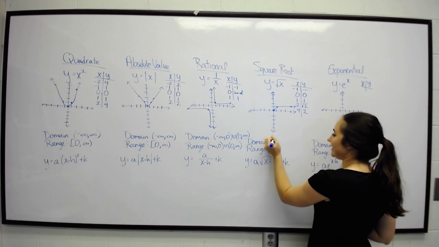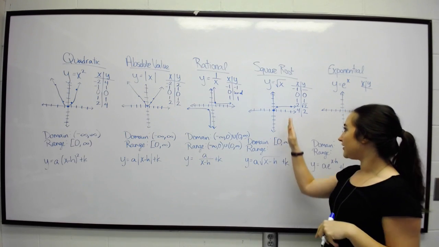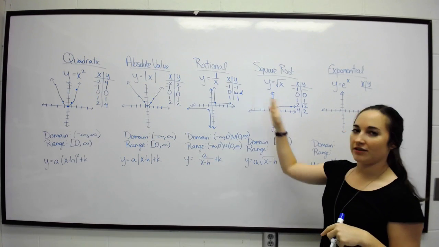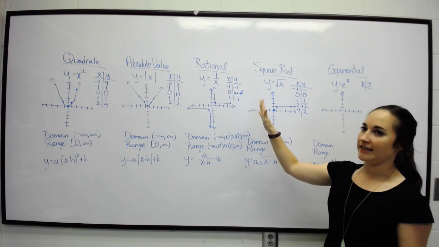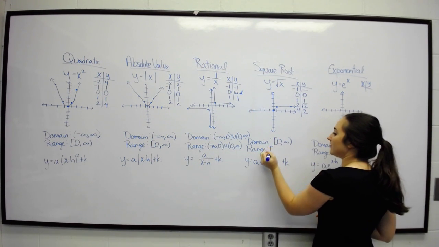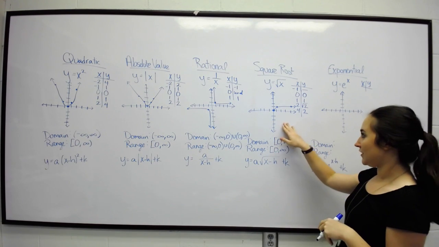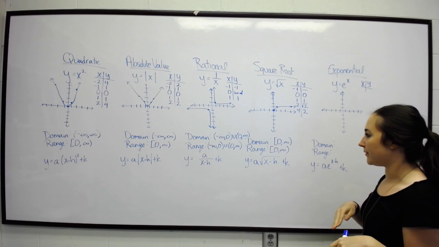The domain here is going to be from 0 to infinity, because all of the numbers over here will give us imaginary numbers. The range is the same. It's going to be from 0 to infinity. Alright, because remember, we're going from top to bottom.